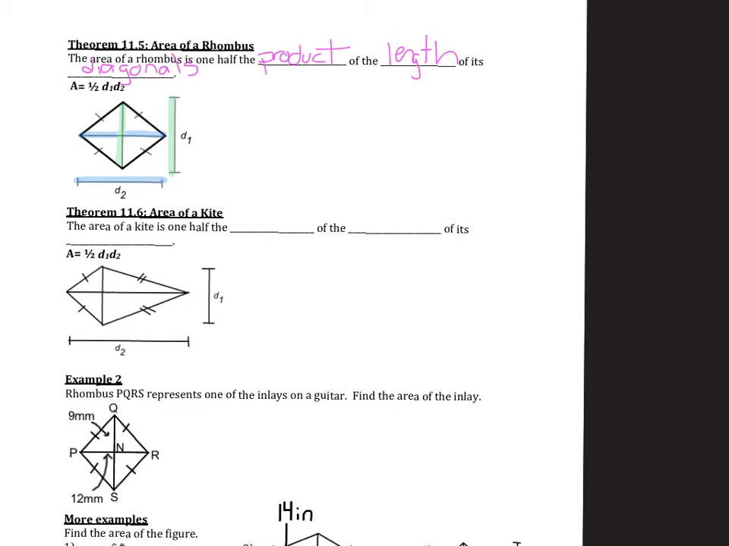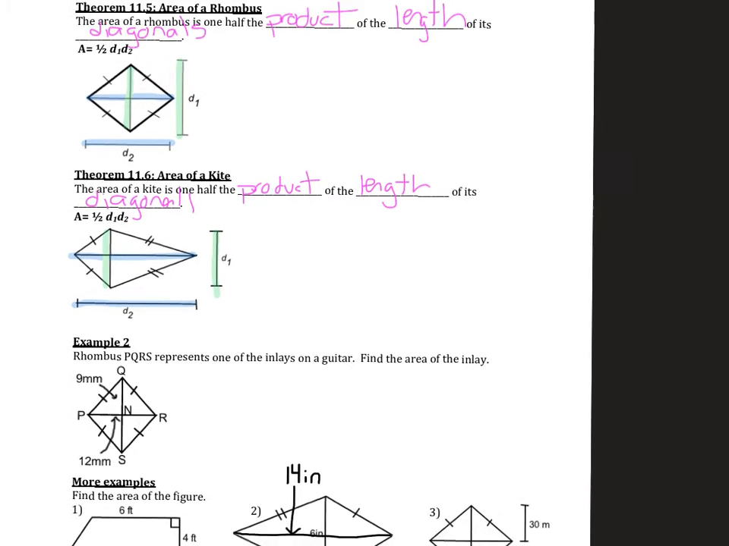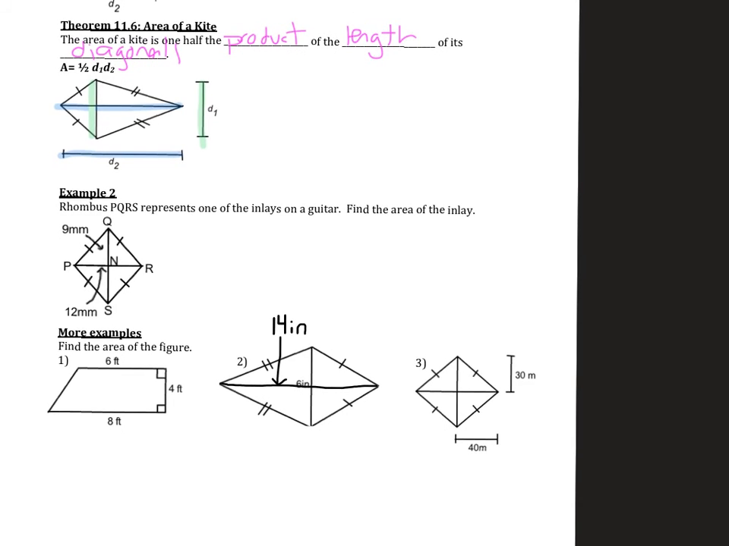The kite is the exact same formula. So area of a kite is 1/2 the product of the length of its diagonals. So again, 1/2 D1, D2. And again, sometimes this information will be given inside the shape, sometimes it'll be given outside the shape. Okay, so let's look at some examples so you can kind of see what's going on.